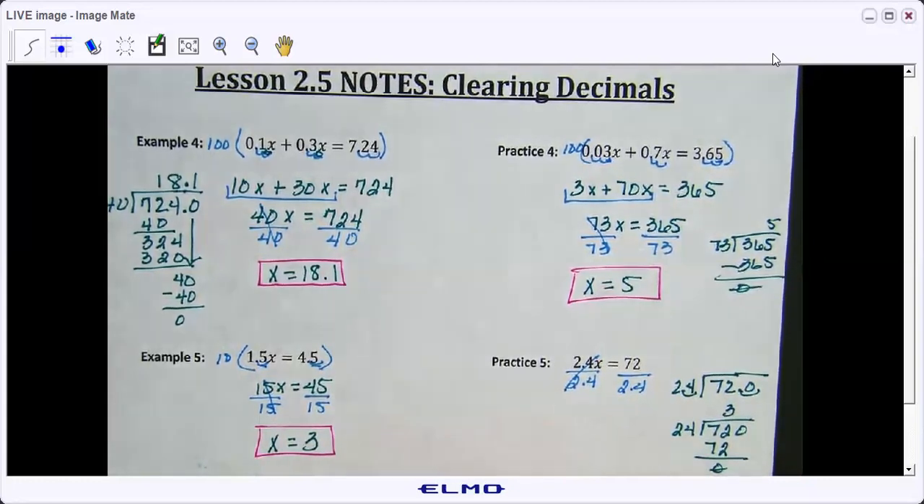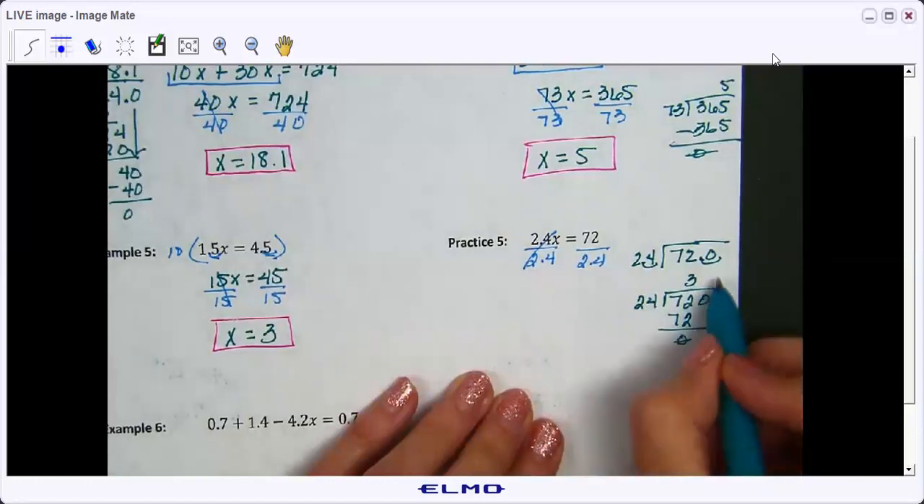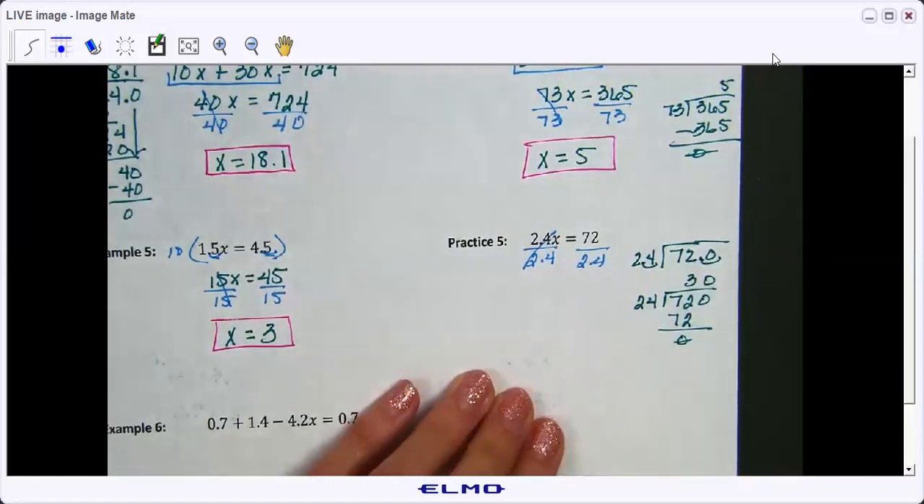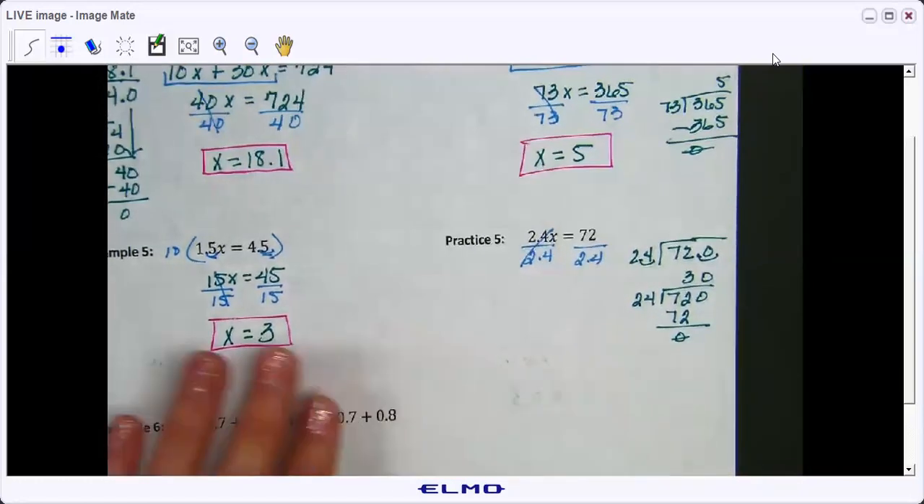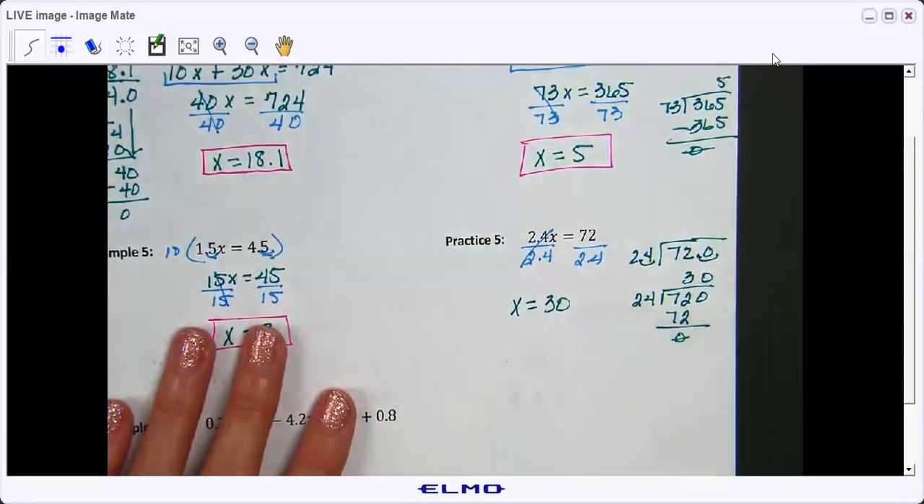So is my answer 3 here? Why isn't it 3? Yeah, I still have the 0. 24 goes into 0 0 times. So my final answer is x equals 30. Okay.